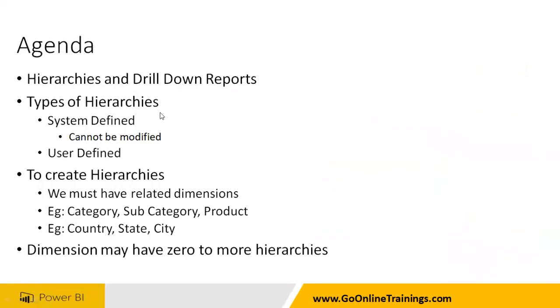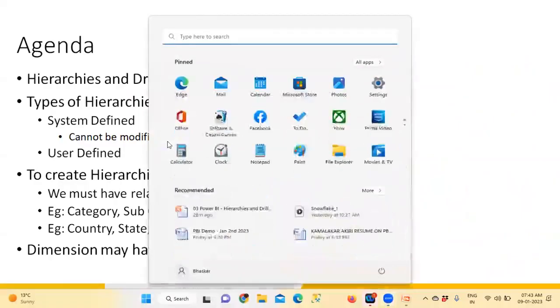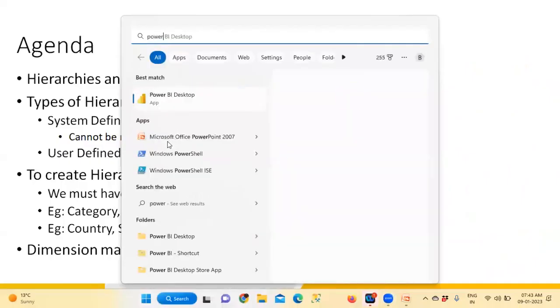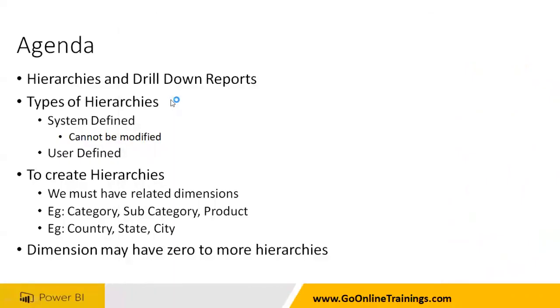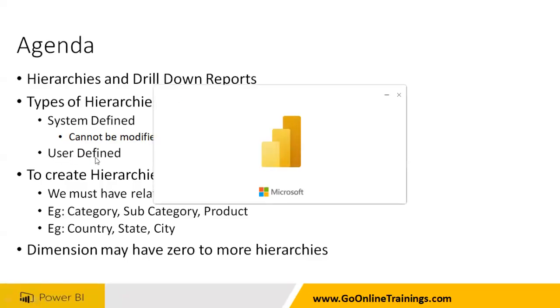There are 2 types of hierarchies. One is called system defined, which is already given by the system. Let me open Power BI, and I want you to understand system defined hierarchy. Then user defined hierarchy means that we are going to be creating based on our requirements.